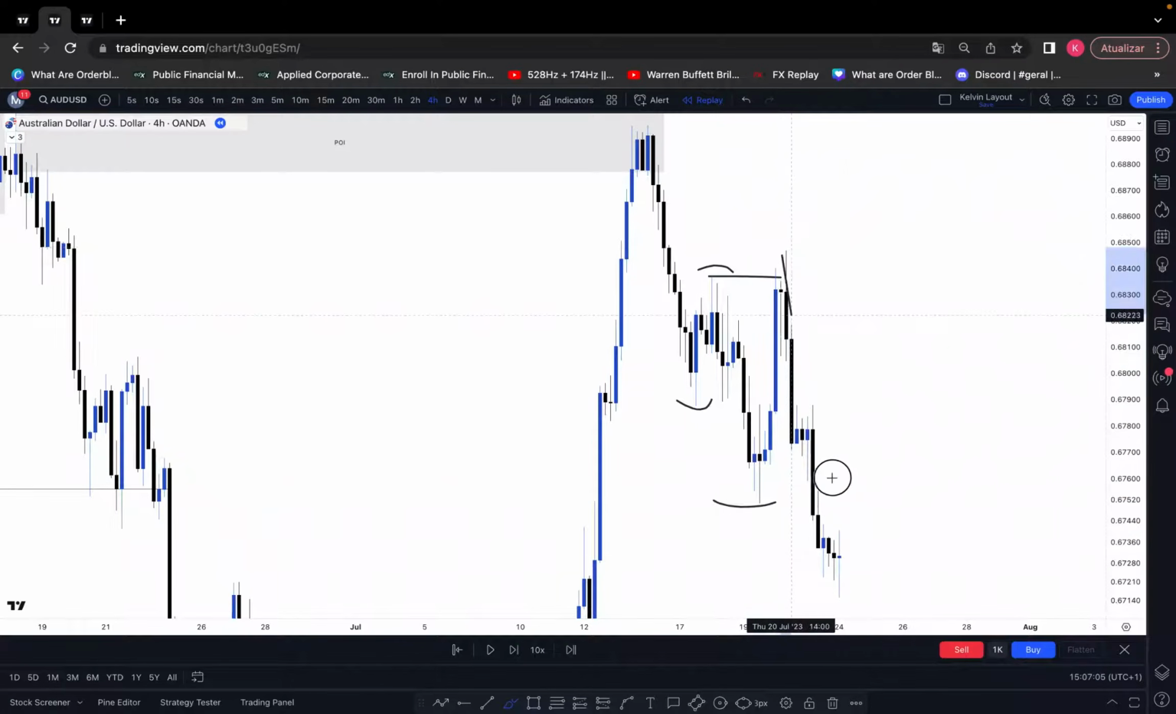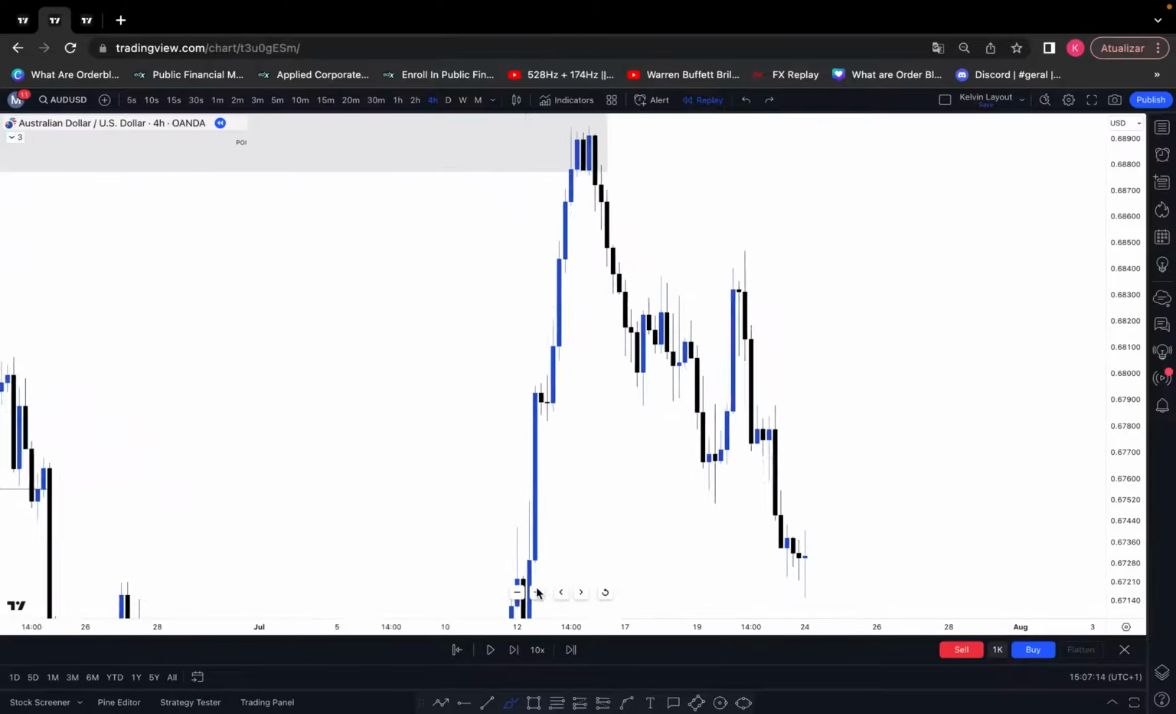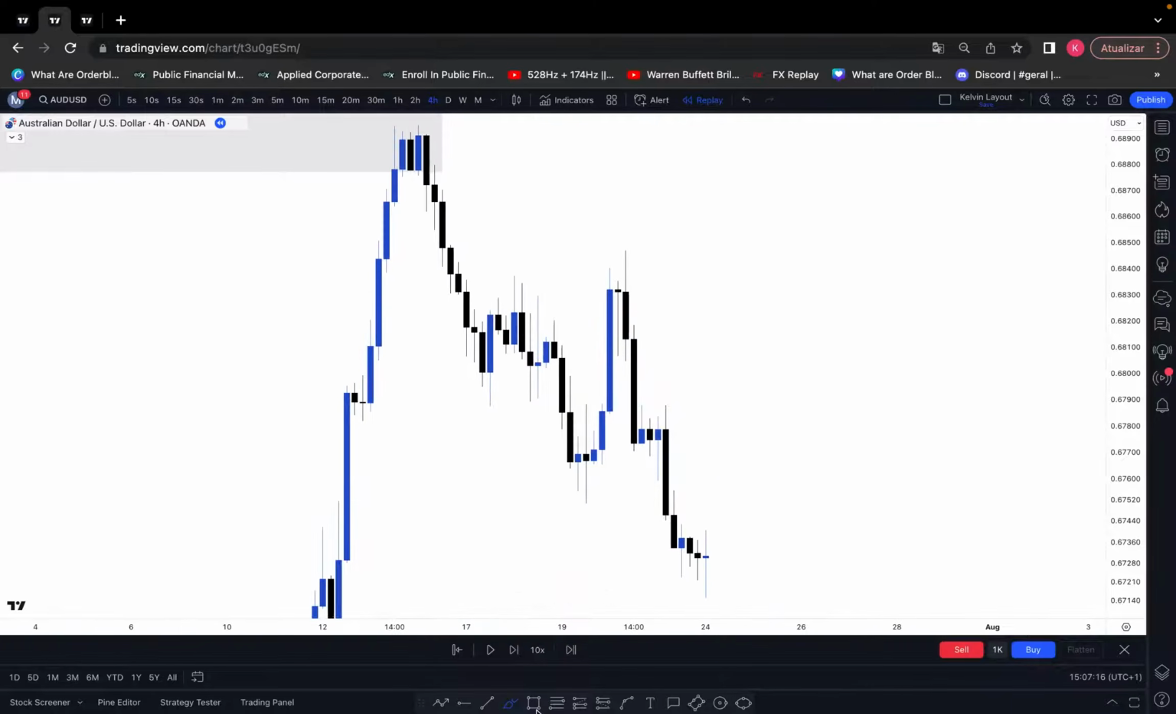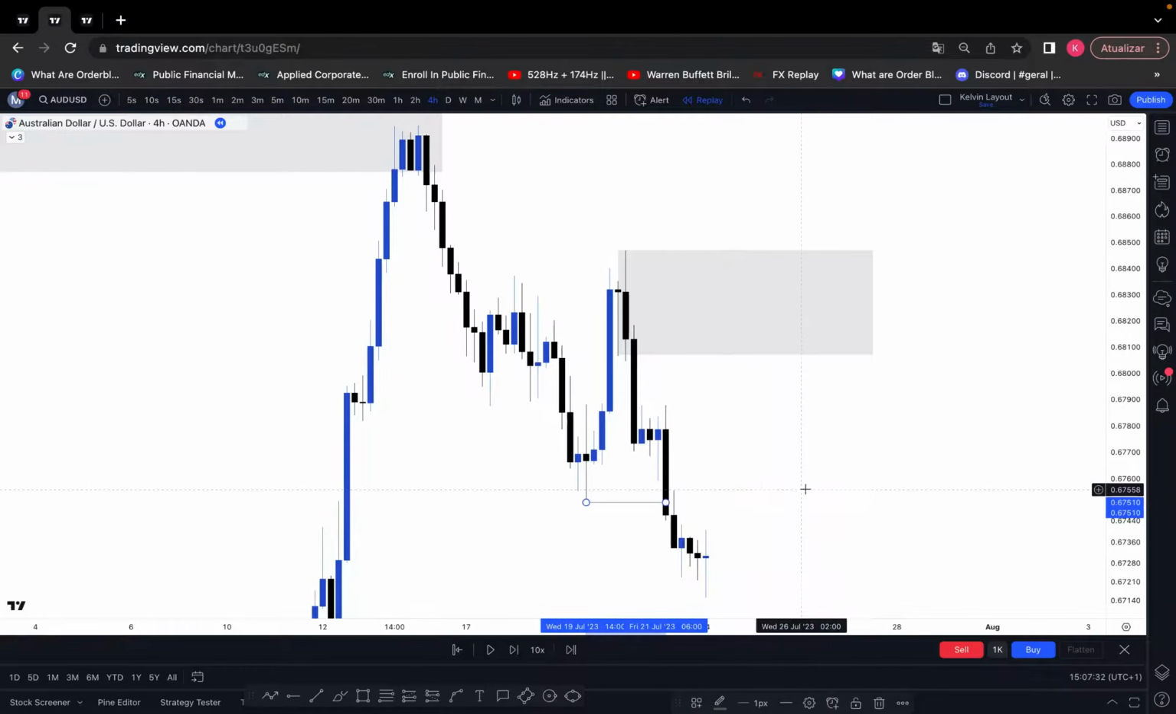Sellers came in and pushed price all the way down right here, creating the break of structure. That's what we want. We wanted to see a break of structure to the downside because the weekly and the daily are bearish. So right here we had this beautiful point of interest. Let me mark this as our break of structure, because this was the first break of structure that we had.